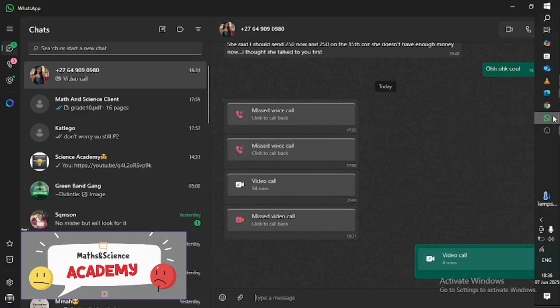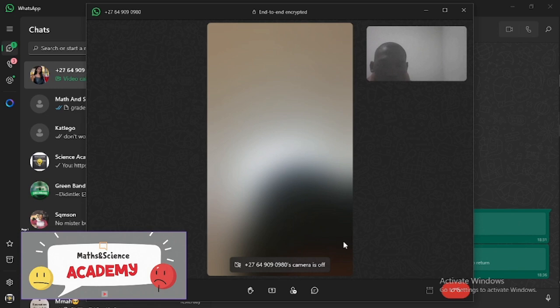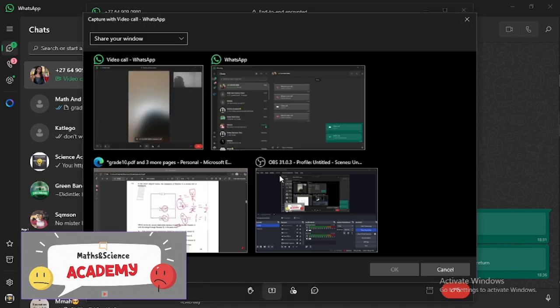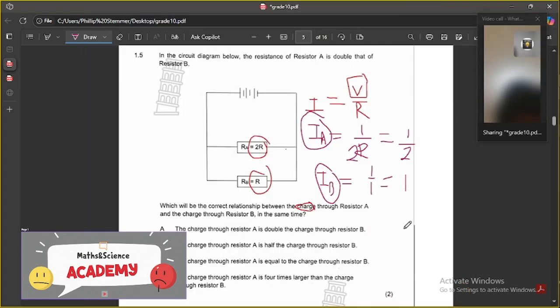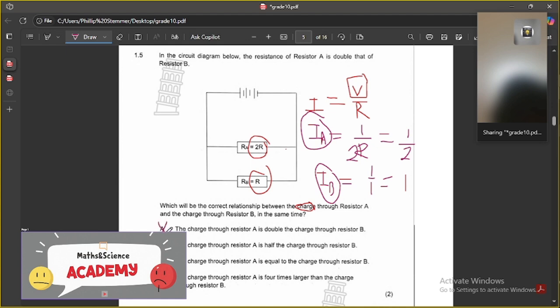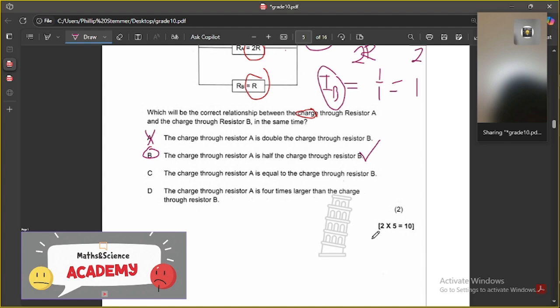Option A. Okay, let me just share my screen. We were saying that the charge through A, option A, is double the charge of B. This means that this is definitely wrong. The charge through resistor A is half the charge of resistor B, which is true. We already calculated that.